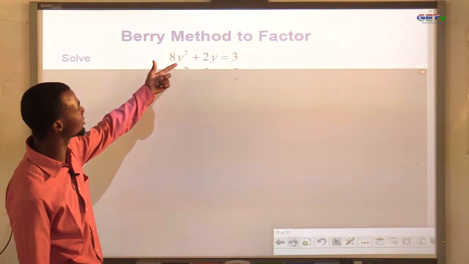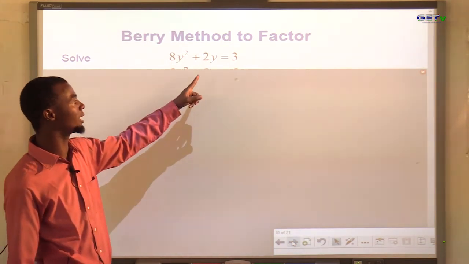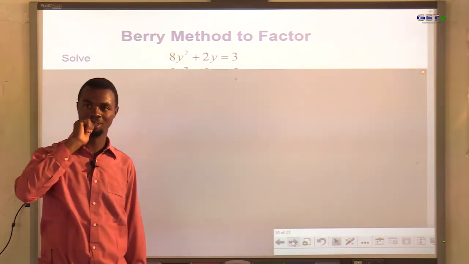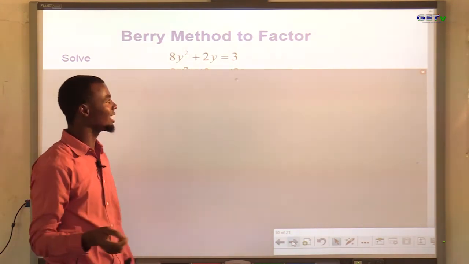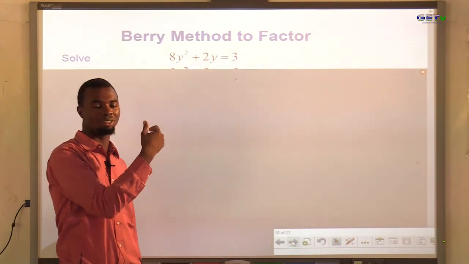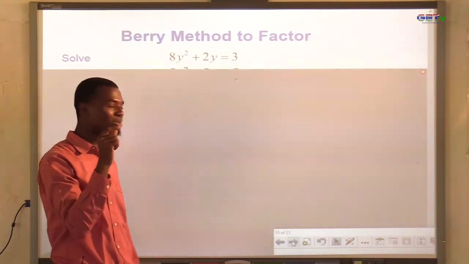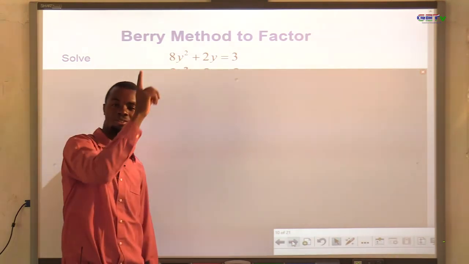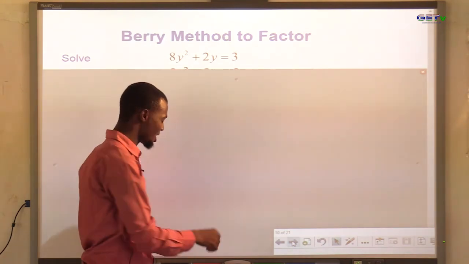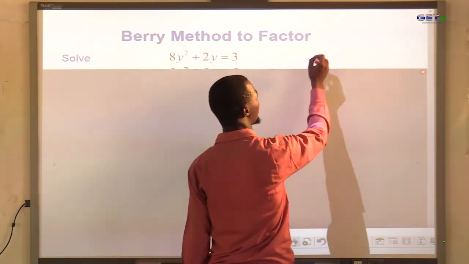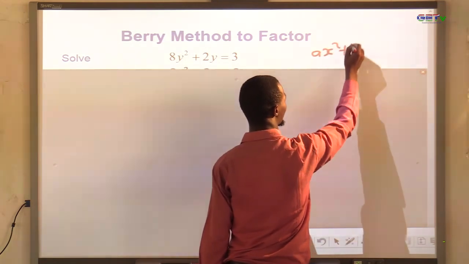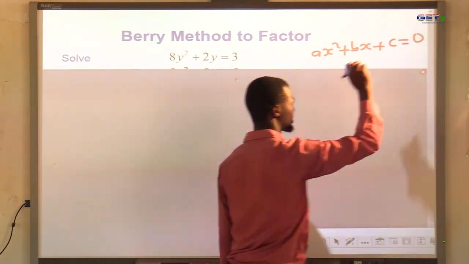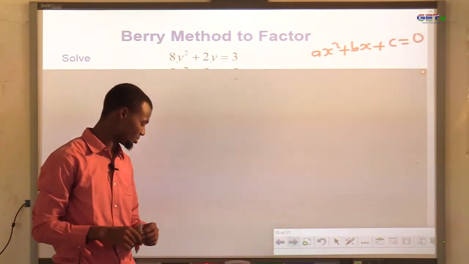Now this is another equation, 8y squared plus 2y equals 3. Because there is a square on the variable, it is a quadratic equation. From the explanation on the last slide, when a does not equal 1, the coefficient of the square term is not 1. That is what it means. Now, the quadratic equation should be in the form of ax squared plus bx plus c equals 0. This is the standard form of the quadratic equation.